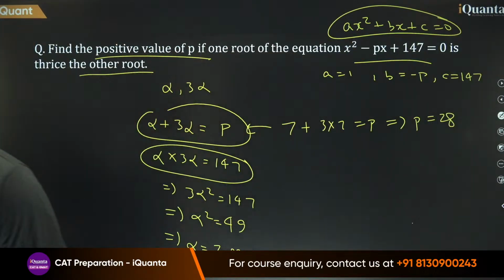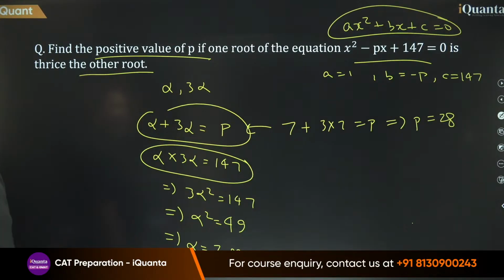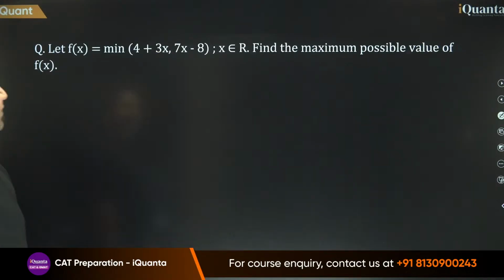And I can see no comments. Ayushman, Ritik, and other 26 people who are watching. Do you get it? Is it clear? Let's solve the next one.